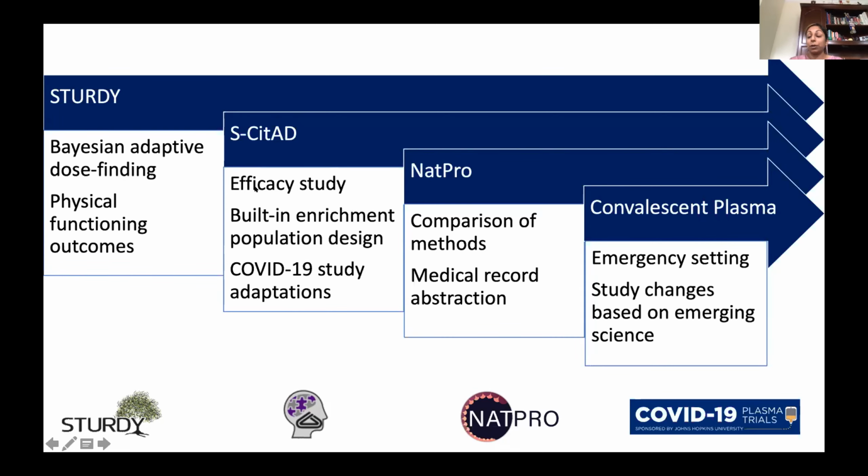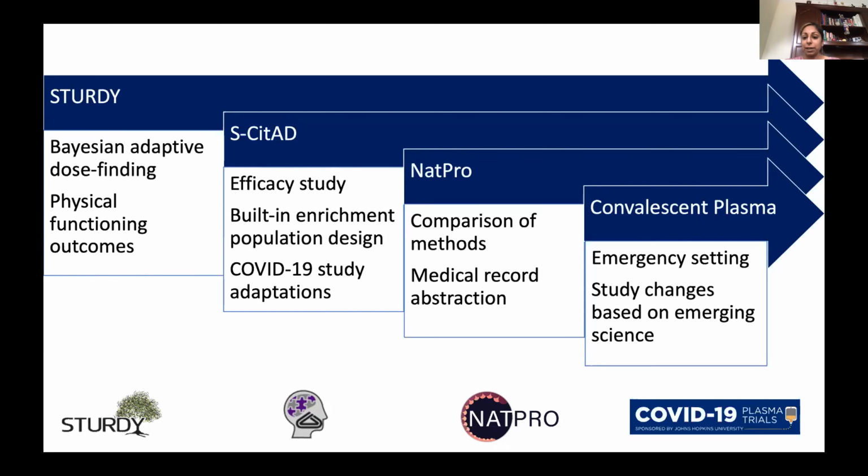We are currently looking at escitalopram for the treatment of agitation among Alzheimer's patients. We have a built-in enrichment population design for this study. So essentially we have a period where they're given non-pharmaceutical treatment to see whether or not there's any efficacy in terms of the agitation symptoms. And Stefan, correct me if I'm wrong in saying anything here about this. Good, okay. And another thing about this, because it is ongoing, we had to implement quite a few study changes due to the COVID-19 pandemic. So in terms of study design, it's a really interesting case study to take a look at.